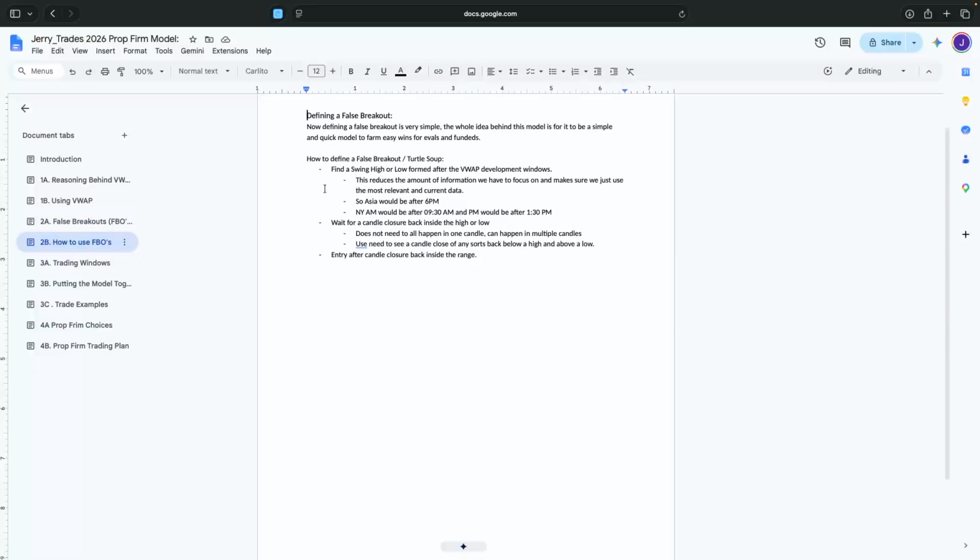So FBOs, which is just the abbreviation for false breakouts, is very, very simple. And the whole idea behind the model is to be very simple and quick, to form easy wins for evals and fundeds. So how do you define a false breakout or soup? You want to find a swing high or swing low after the VWAP development windows. So if you don't know, the VWAP development windows are 6 p.m., 9:30, and 1:30 for Asia, AM, and PM session, right? So you're only looking for swing highs or swing lows formed after 6 p.m., right?